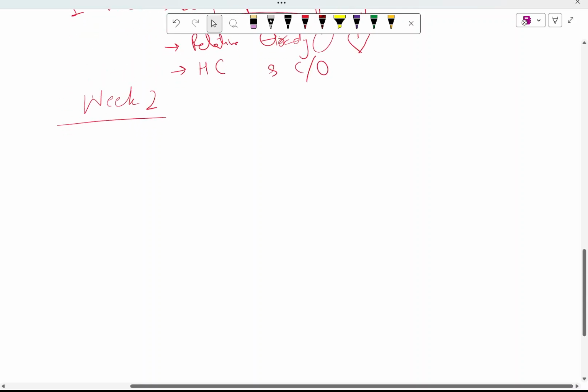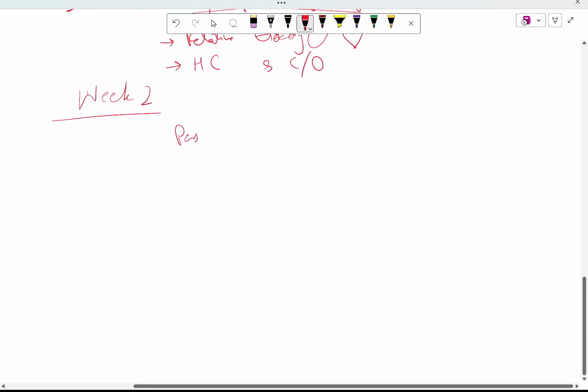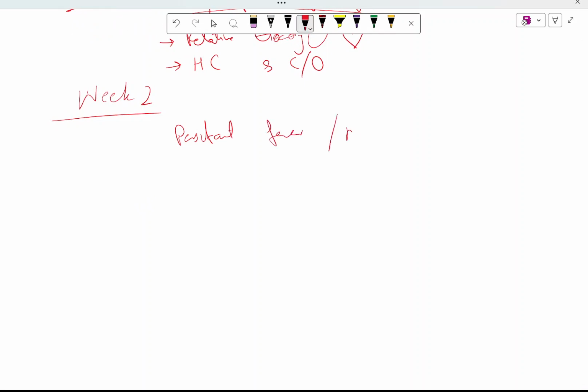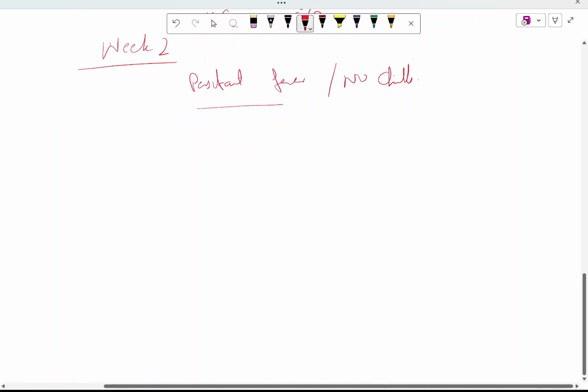In week 2, the patient comes to you with persistent fever, but no chills. So what will you do? You will ask about the history, whether he has taken any medicine to lower his hyperthermia. The patient says, I took Panadol, but there is no response to Panadol. Usually in typhoid fever there is no response to antibiotics in the second week.